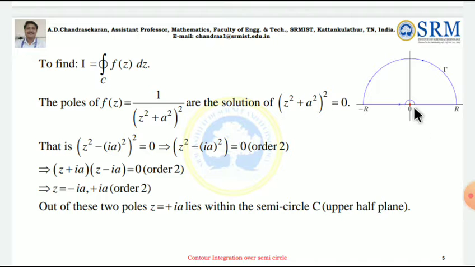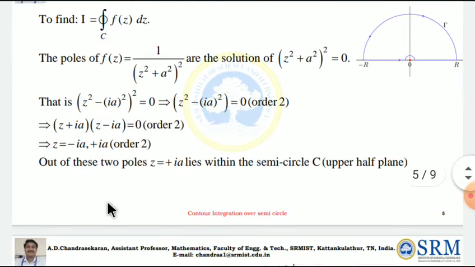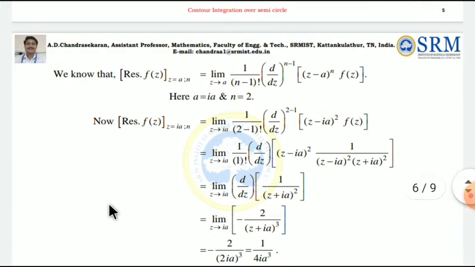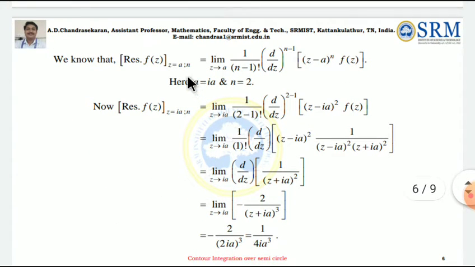That means we won't consider this negative pole because we only consider the poles in the upper half of the plane. So here among these two poles, z equal to plus ia, the positive pole alone is considered. Now let us find out the residue of f of z at z is equal to ia, and here the order is 2. Let us use the formula.